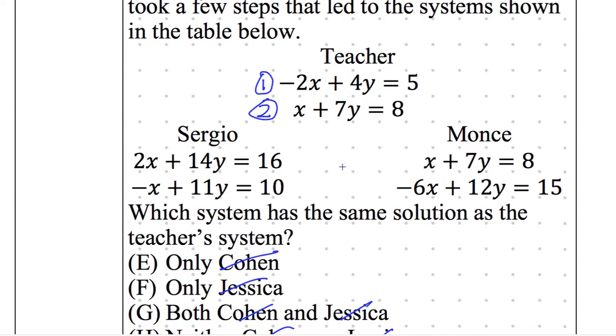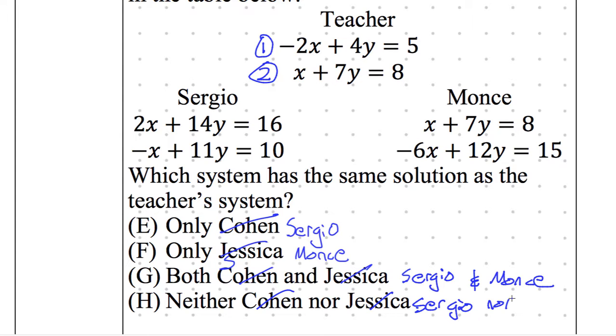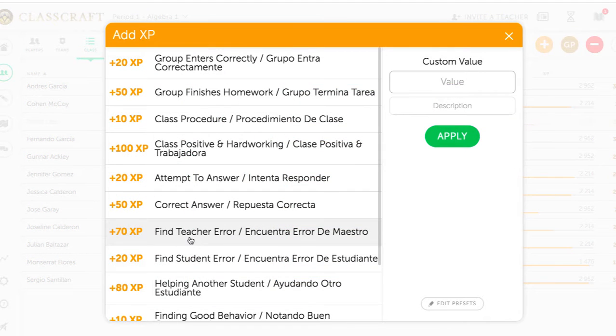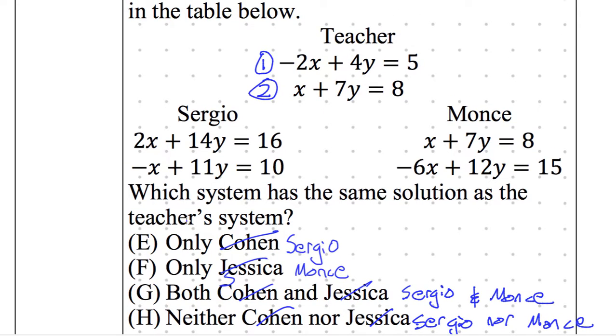Sergio was the first person to officially find it, so he's the one that gets the XP. This should be Sergio. This should be Monse. This should be Sergio and Monse. All right, Sergio gets it. He caught it first. Be the first to catch it next time. Log it in your extra credit tracker too. I'm going to go find another one.